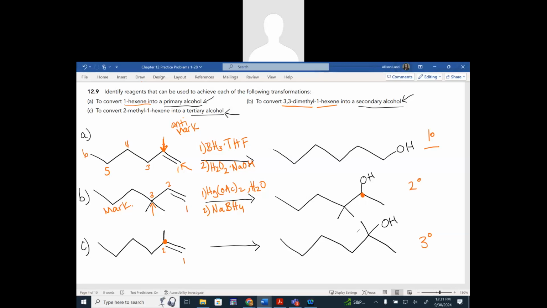So from this starting material, we could again have a Markovnikov addition. So this would be okay to do Markovnikov and install at the more highly substituted position. And we do not have to worry about carbocation rearrangements. So we could do something like an acid catalyzed hydration, and we could use dilute sulfuric acid to accomplish this transformation in part C.